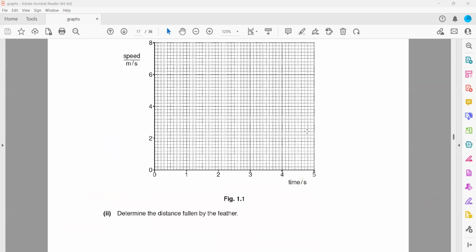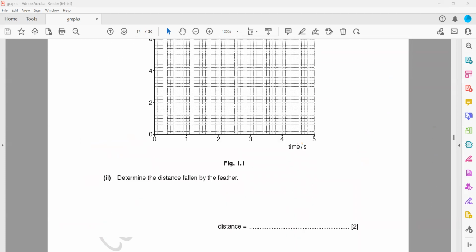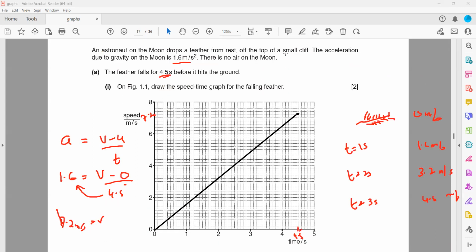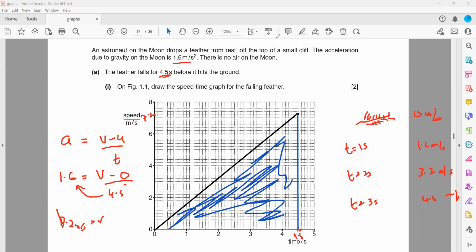Then determine the distance fallen by the feather. So how to determine the distance? For distance, we have to use the area under the graph. Because on a speed-time graph, the distance travelled is given by the area under the graph. So we'll take the full area of this graph. What shape is it making? It is making a triangle. This whole part is a triangle.